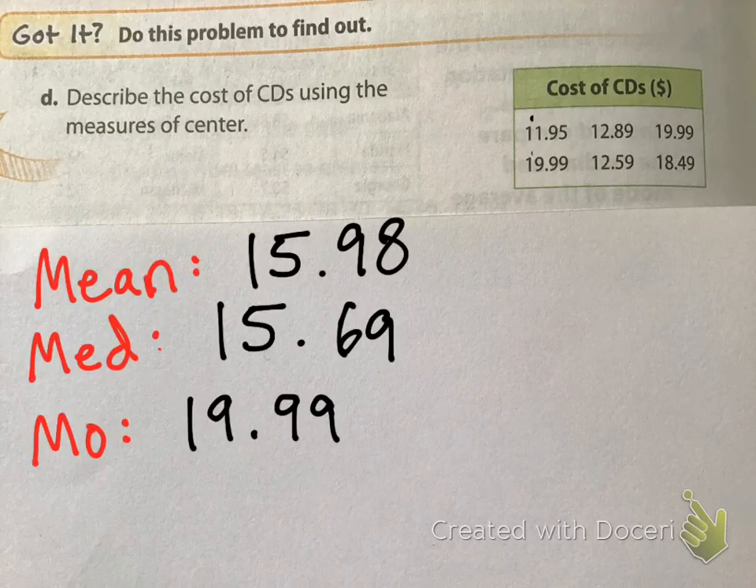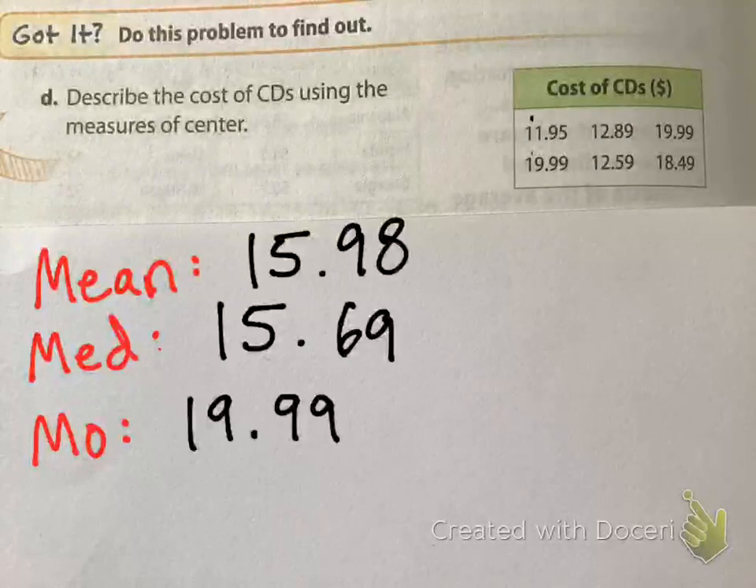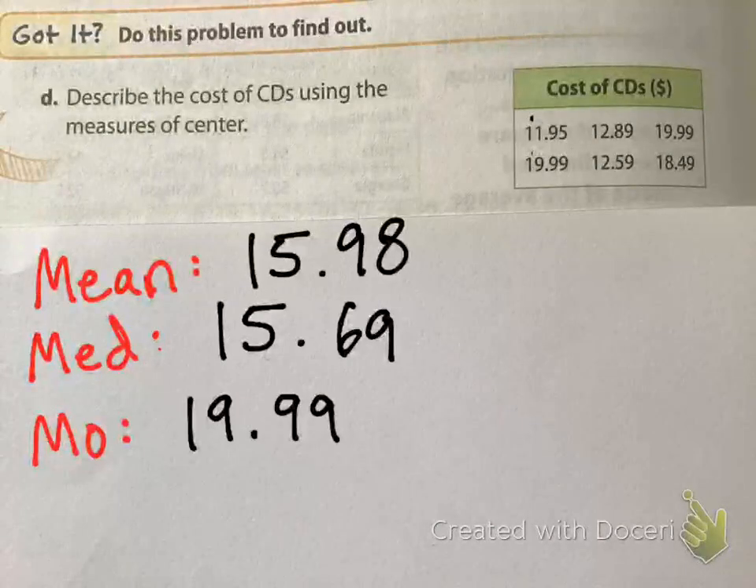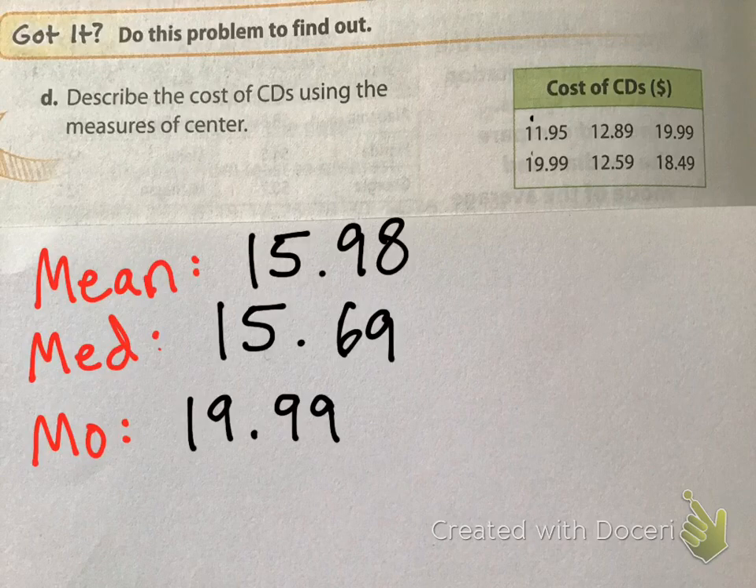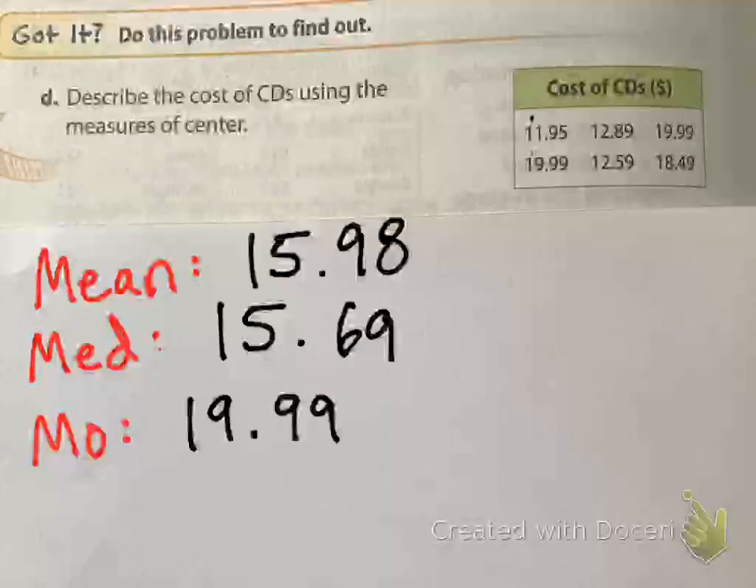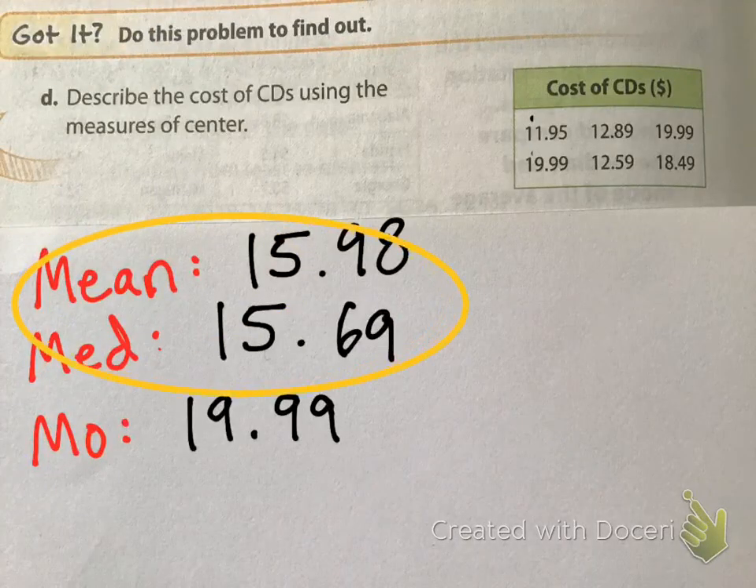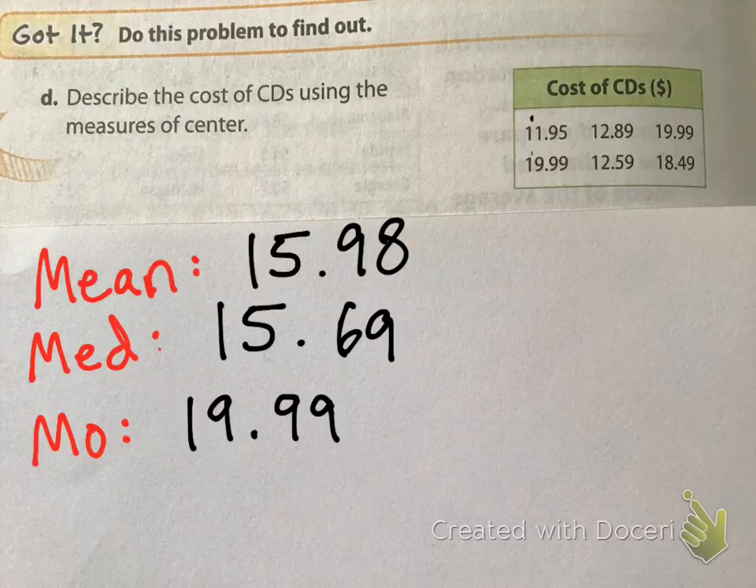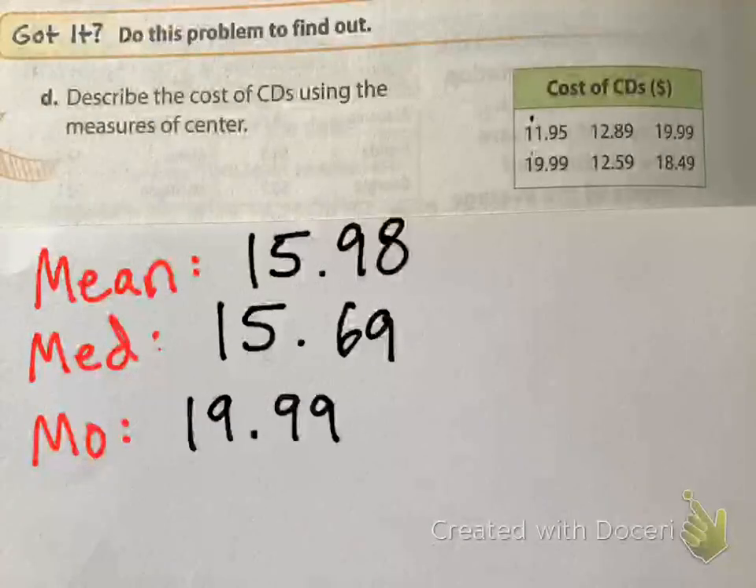Exactly. So if I'm doing this, which two measures do we think are the better ones to judge the cost of CDs? Which ones are better and which one's worse? Daniel, what do you think? I think the best number is 15.69. Yeah, even if we look at it, the mean and the median, those two are great. They're really, really close to each other. They're really close. And that mode right there, that's way far off.